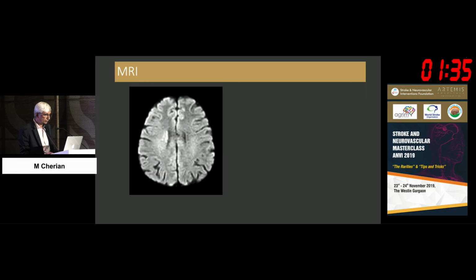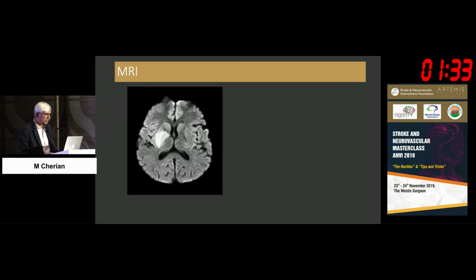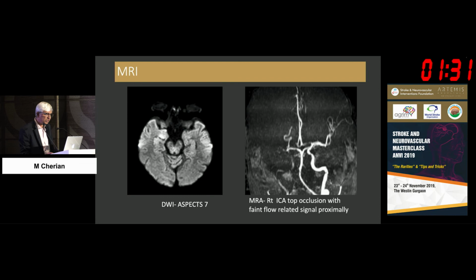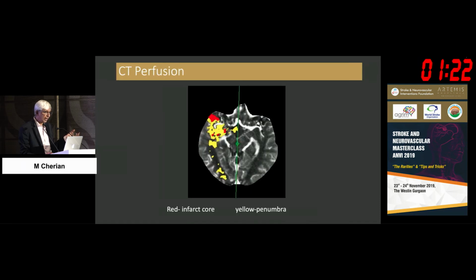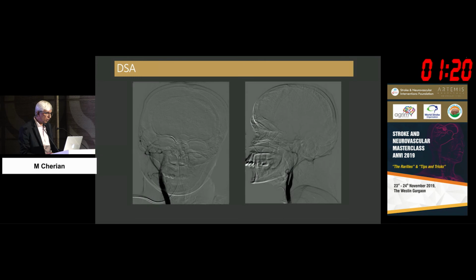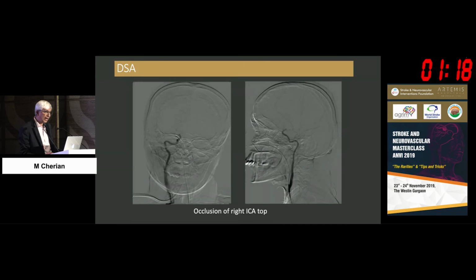Here is another interesting case I want to show you. So this is a patient who has mitral stenosis, AF, has been on anticoagulants, and he's clotted. The patient came to us 6 hours later. This is the perfusion and showing us a penumbra. We go ahead and do this angiogram. The ICA top is occluded.